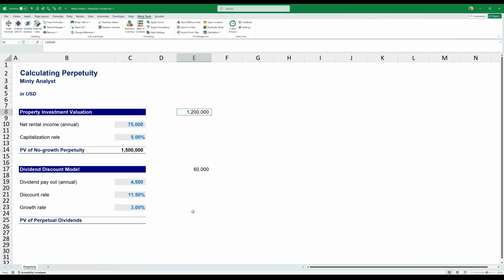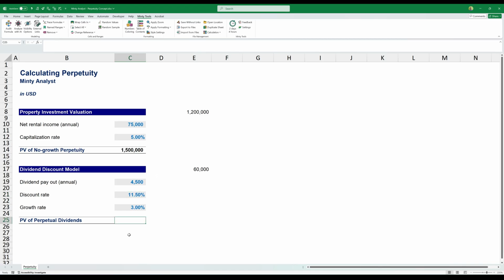Another example can be that we are investing 60,000 in a company, and this company will pay us out 4,500 of dividend each year, with this expected to grow 3% per period. And our discount rate here, 11.5%, is essentially our cost of capital, our hurdle rate that we have to pass in order for an investment to be economically sound.